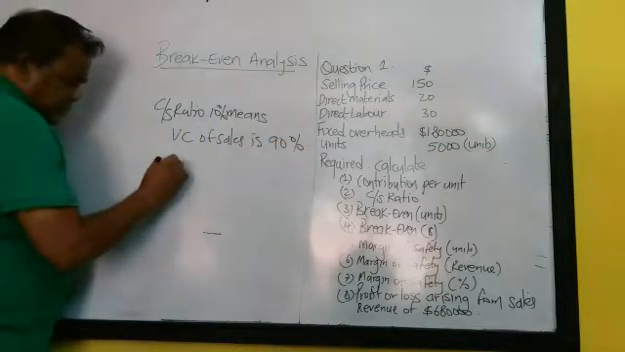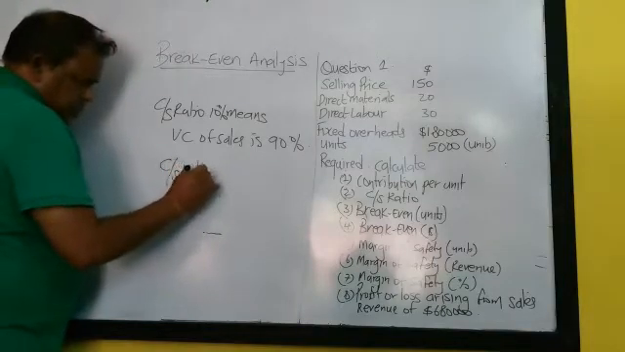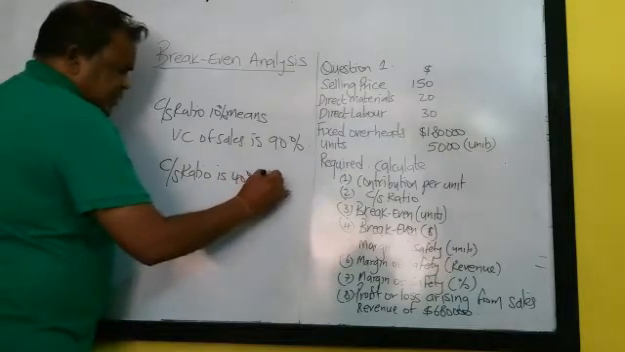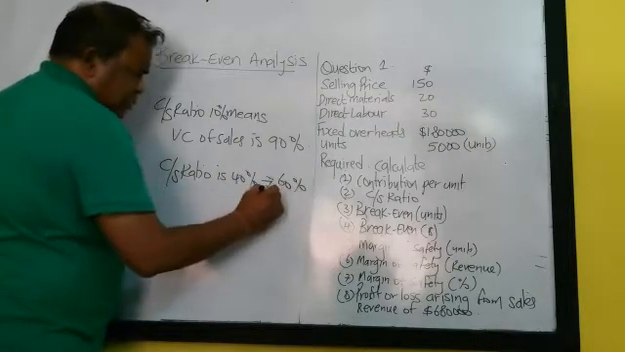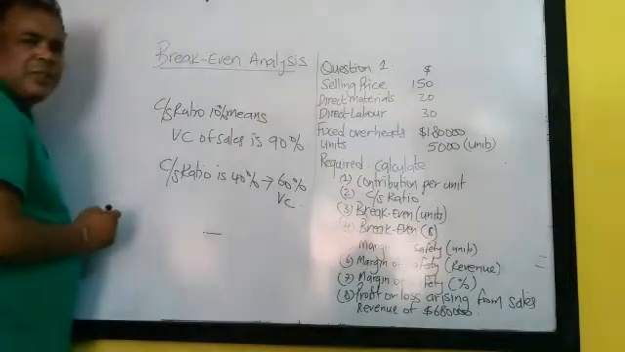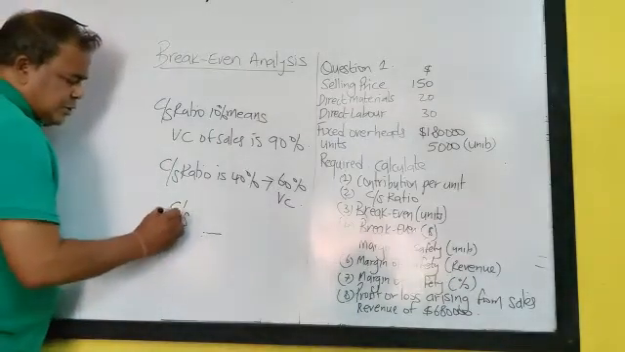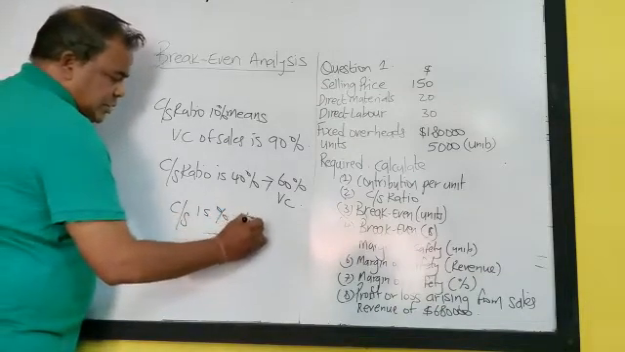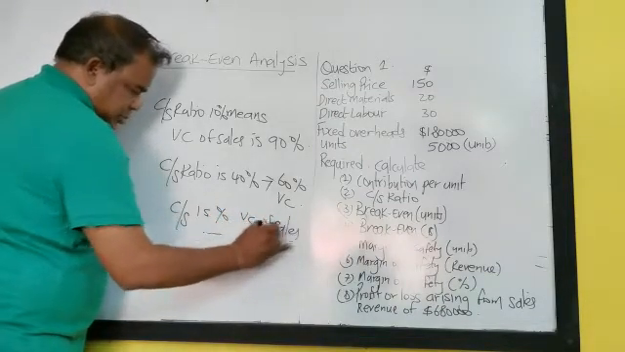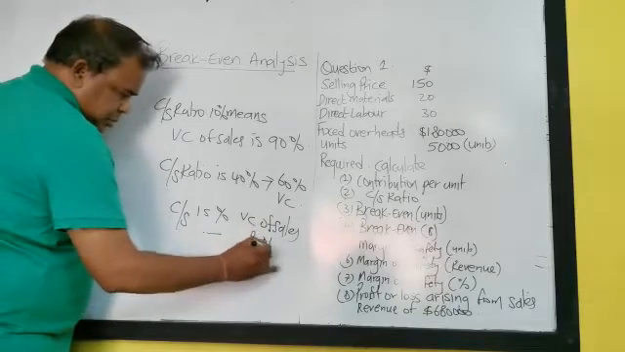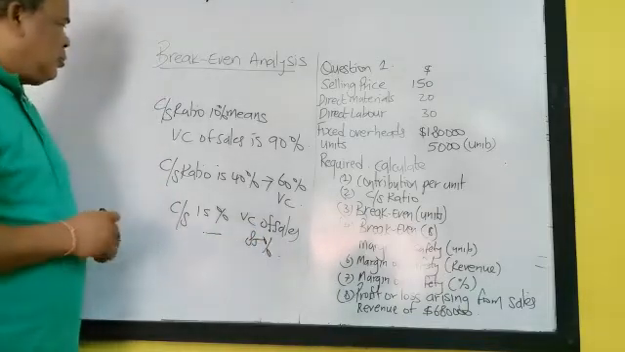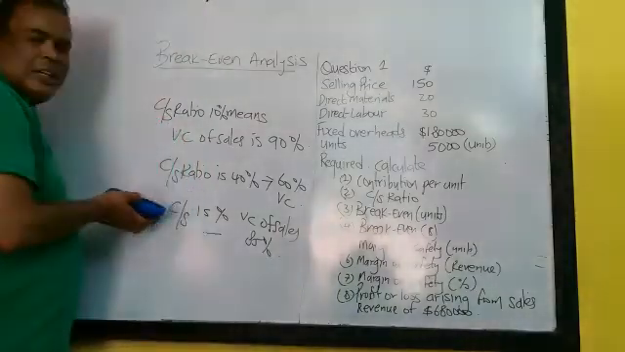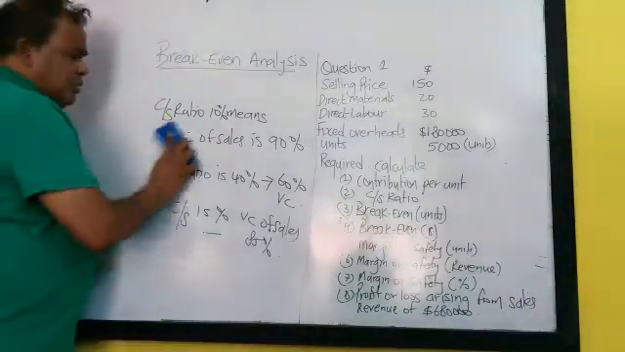If CS ratio is 40%, it means variable cost of sales is 60%. So if CS ratio is 15%, it means variable cost of sales is 85%. So it is important to know this ratio, the CS ratio. It enables us to calculate variable cost of sales.